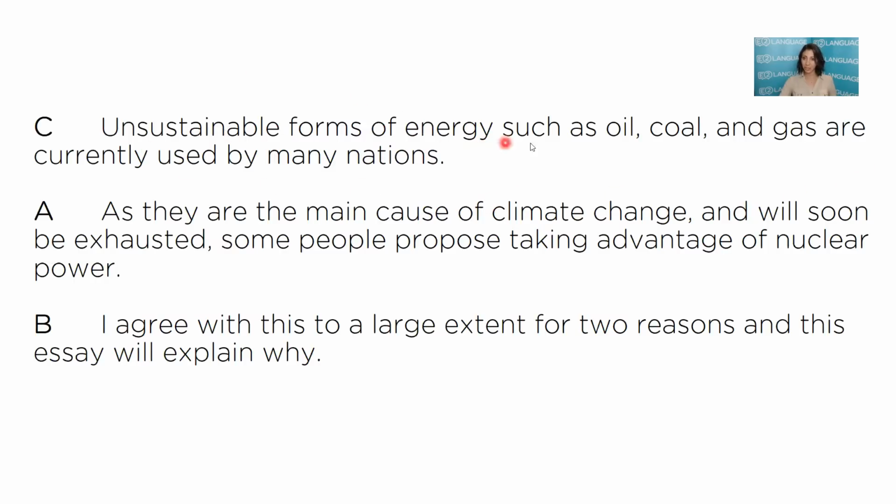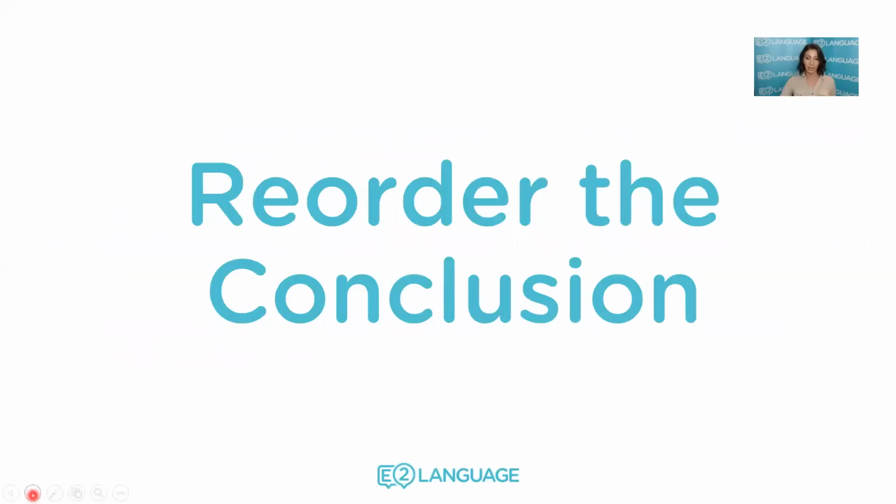Unsustainable forms of energy, such as oil, coal, and gas, are currently used by many nations. The specific idea is, as they are the main cause of climate change and will soon be exhausted, some people propose taking advantage of nuclear power. I agree with this to a large extent for 2 reasons, and this essay will explain why. It's a nice introduction there. What about this conclusion?